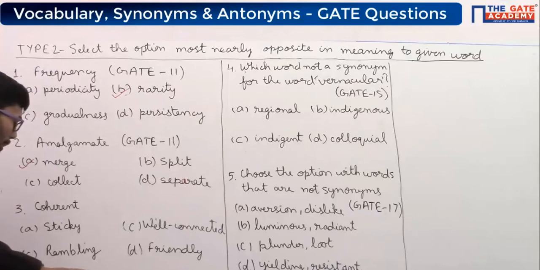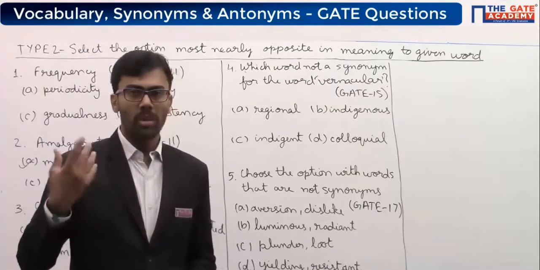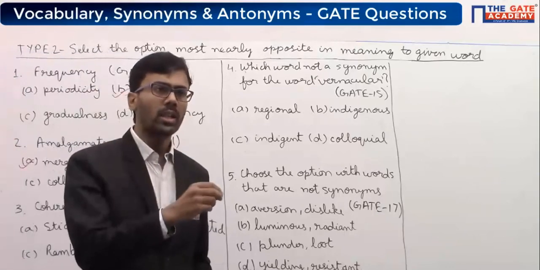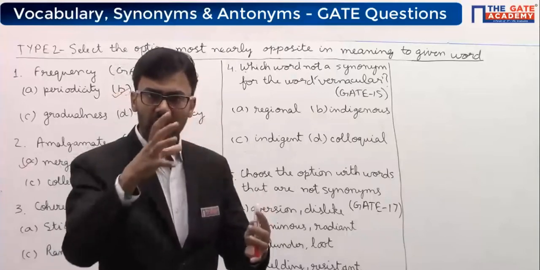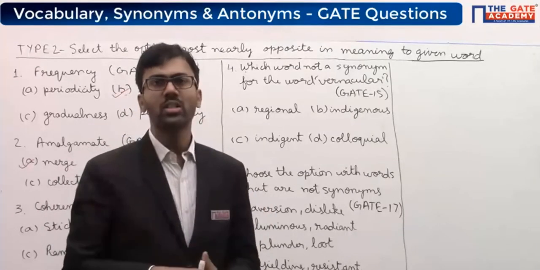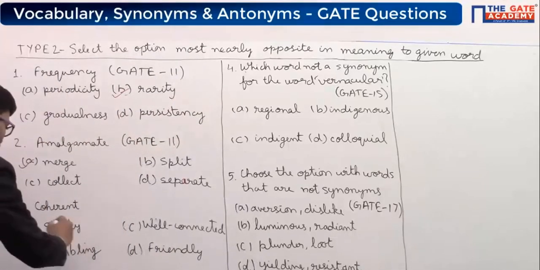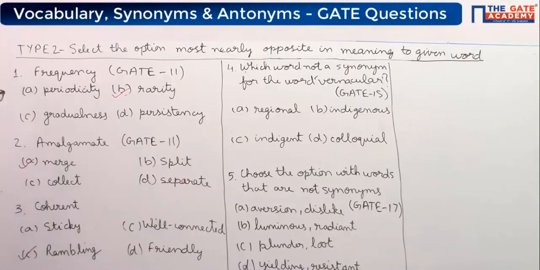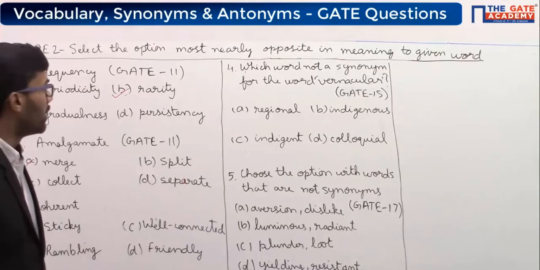Now, the word rambling actually means that some person or maybe some creature keeps on saying one thing or the other, or keeps on moving from one topic to another topic without having any logical connection or any logical sequence to the things. So, that is what is called rambling. So, which is most nearly opposite in meaning to the word coherent? The correct answer is option C, rambling.